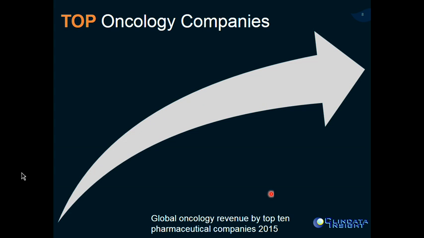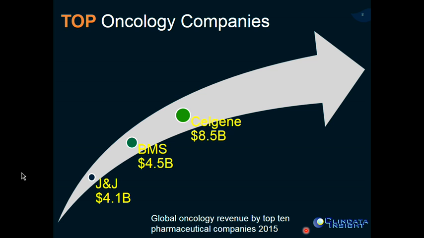So according to global oncology revenue, in year 2015, Johnson & Johnson did about $4 billion, and BMS did about $4.5 billion. And Celgene did more than $8 billion, and Novartis's revenue is more than $10 billion, and then Roche Genentech did more than $25 billion.